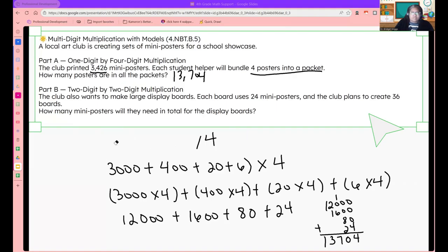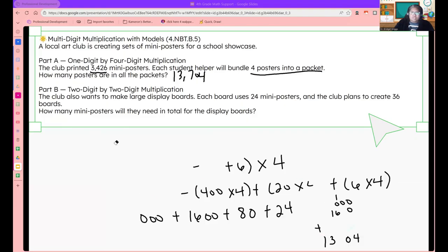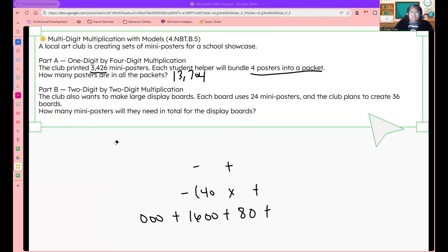Now, let's look at the second one. Now, the second one is going to be 2-digit by 2-digit multiplication. So we have the club also wants to make large display boards. Each board uses 24 mini posters, and the club plans to create 36 boards. How many mini posters will they need in total?